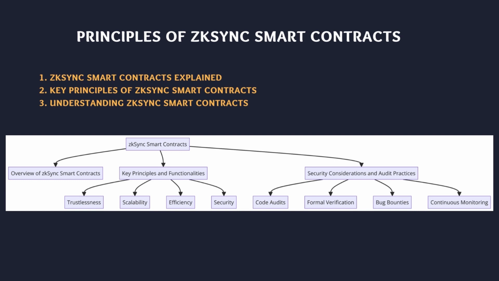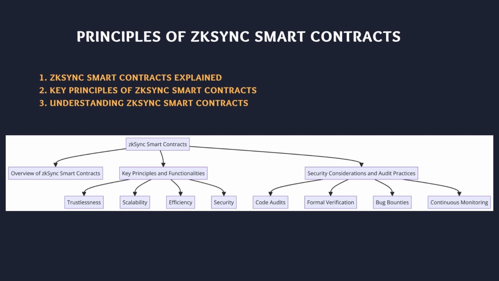4. Security. Security is paramount in zkSync smart contracts. They employ advanced cryptographic techniques to ensure that transactions are secure and tamper-proof. This includes the use of zkSNARKs to validate transactions without revealing sensitive information. Given the critical role of security in blockchain applications, zkSync smart contracts are subject to rigorous audit practices.